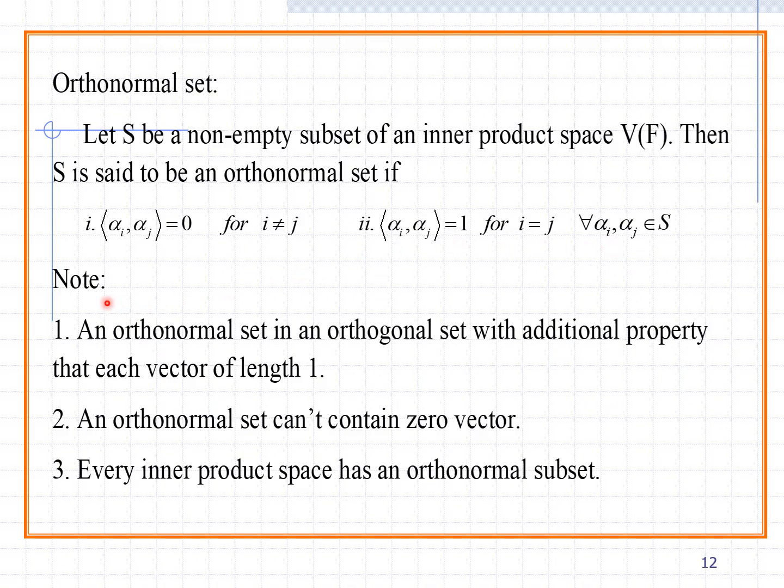So let us see this in the note points. An orthonormal set is an orthogonal set with the additional property that each vector has length 1. An orthonormal set can't contain the 0 vector. Every inner product space has an orthonormal subset. So once the space is given an inner product, automatically it has an orthonormal subset.